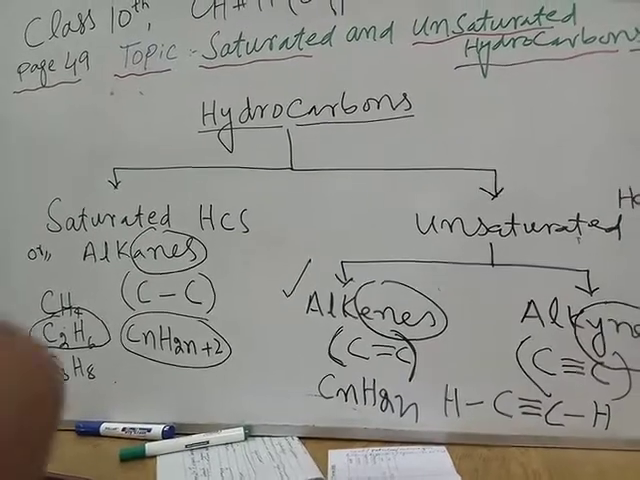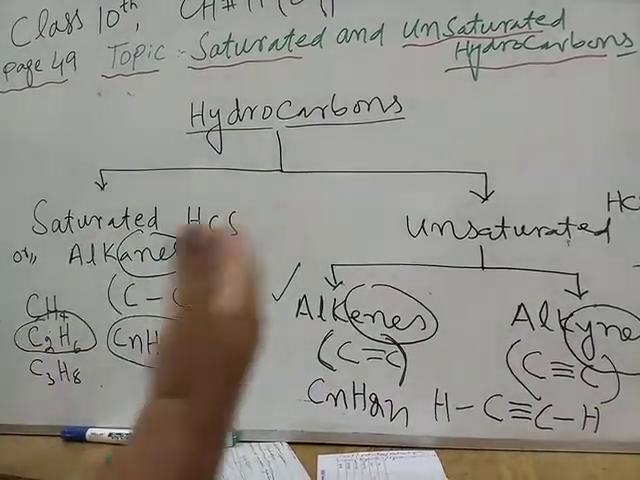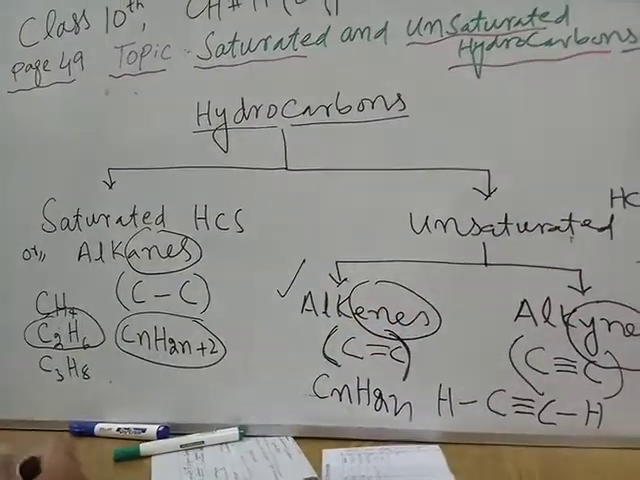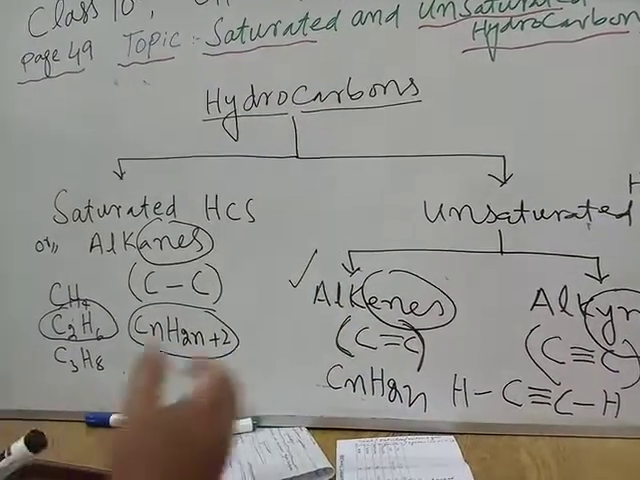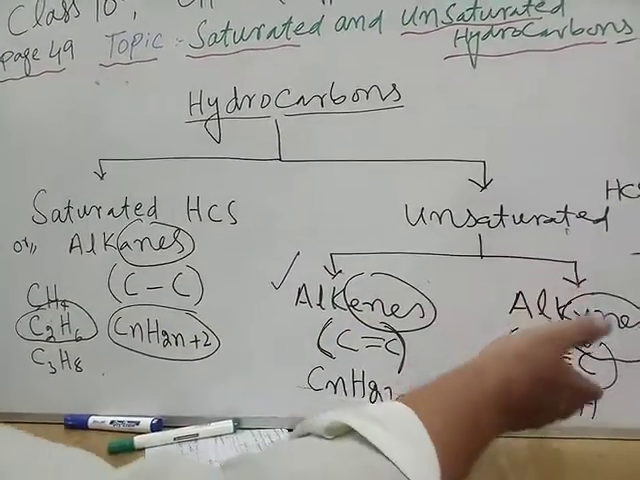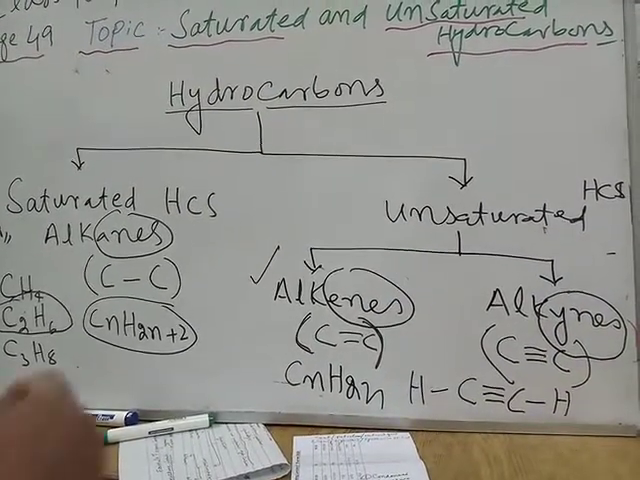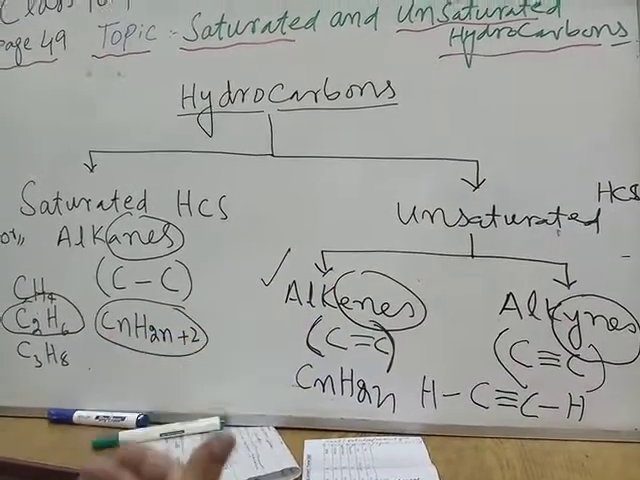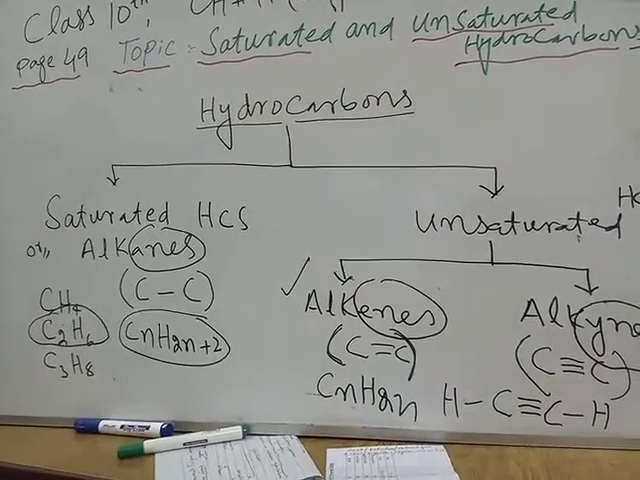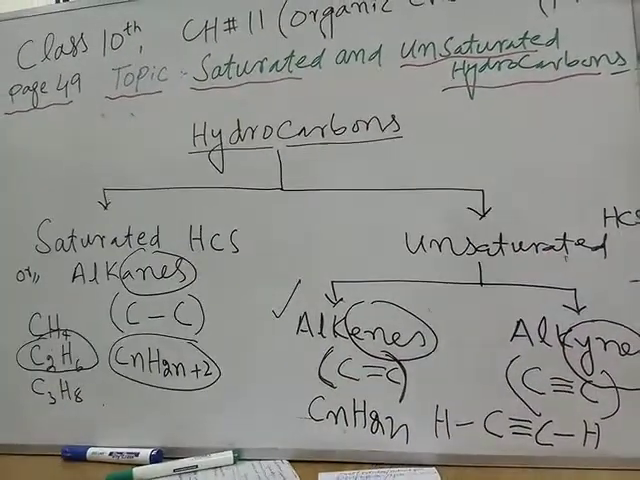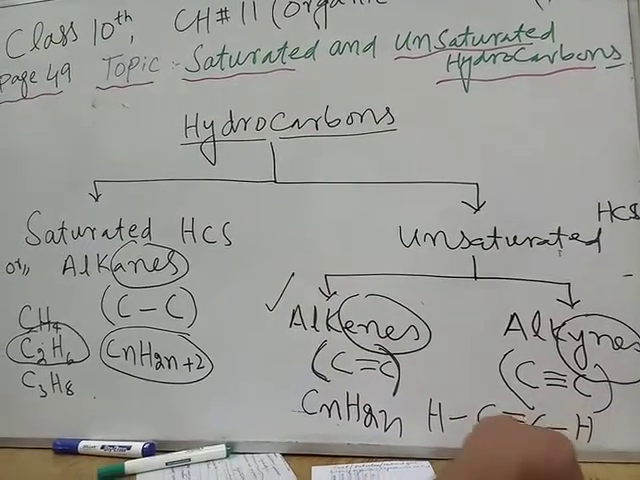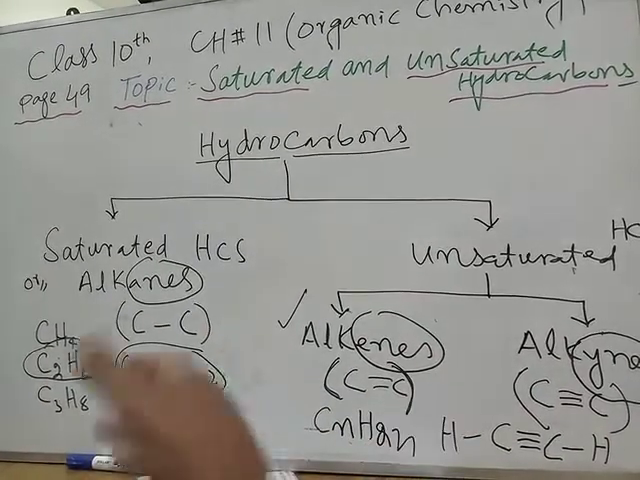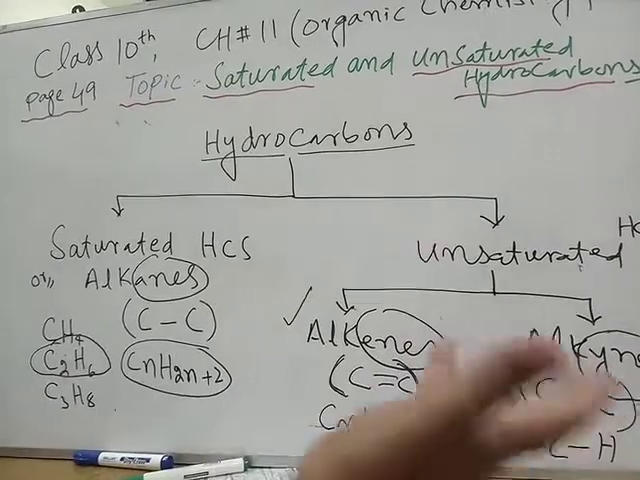Let me summarize: hydrocarbons are of two types, saturated and unsaturated. Saturated have carbon-carbon single bonds only, while unsaturated may have carbon-carbon double or triple bonds. Those which have double bonds are called alkenes, and those which have triple bonds are called alkynes. The first member of alkenes is ethene, then propene, butene, pentene, hexene, and so on. The first alkyne is ethyne. This is the structure of ethyne. It can be propyne, butyne, pentyne, hexyne. You must be able to draw their structures.